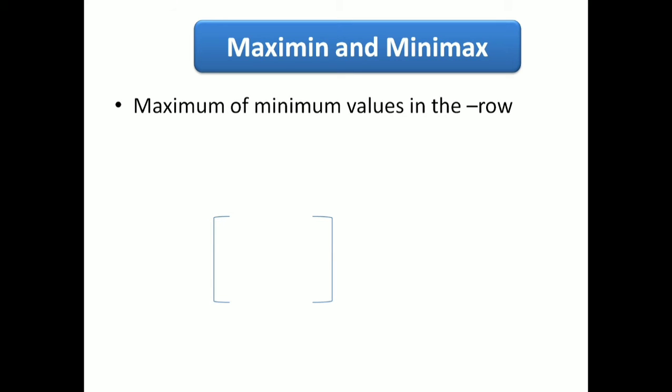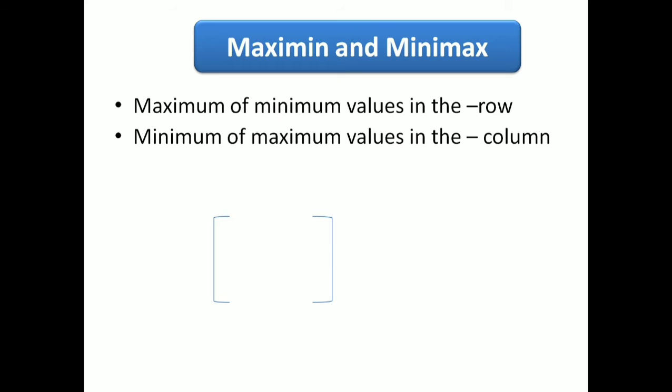So I will give you what is the maximin minimax principle of game theory. The outcome of a game, as we are seeing here, will be presented in a matrix form. If you are presenting the values in a matrix form, the maximum of minimum values in the row is called maximin, and the minimum of maximum values in the column is called minimax. These are the maximin and minimax.